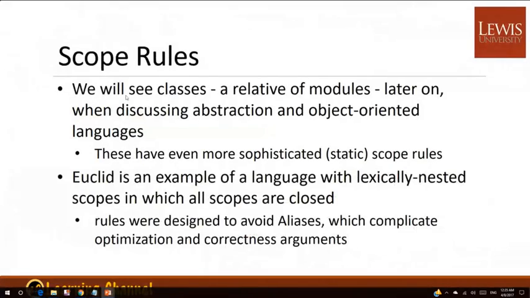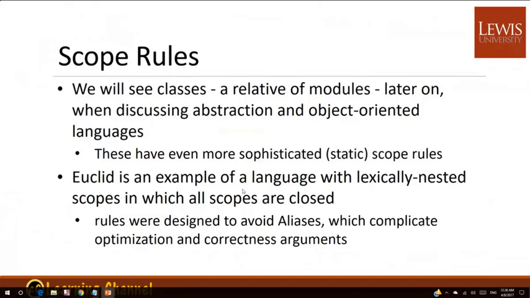Scope rules will see classes relative to modules. So a class is similar to a module, but is better defined later when discussing abstraction and object-oriented languages. These have even more sophisticated static scope rules for classes, but that actually makes the data safer.